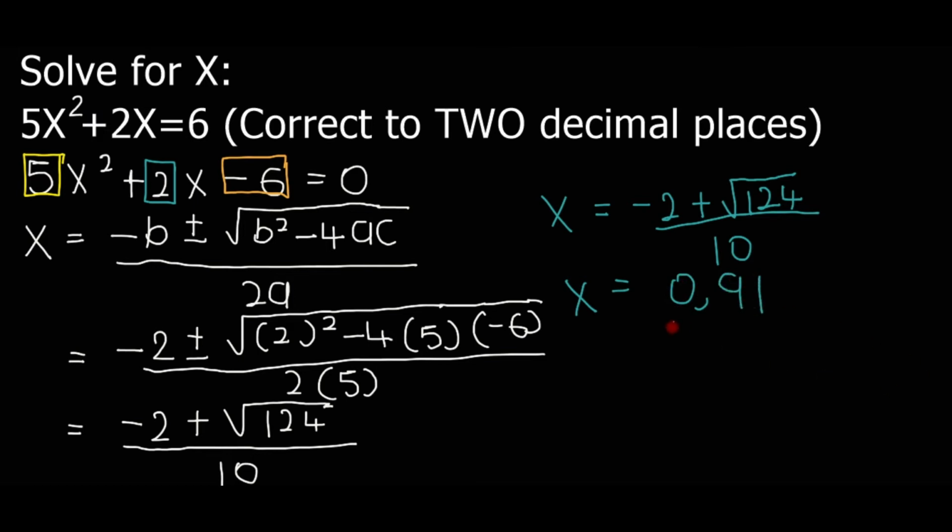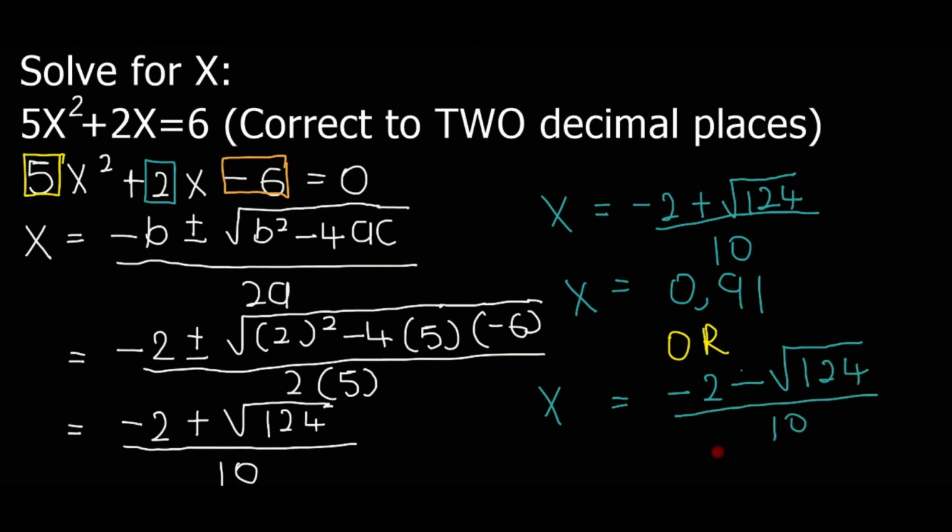And then now we do another solution with the minus sign. So x is equals to minus 2, and then your minus the square root of 124, and then divide by 10. If you press the calculator, it will give negative 1.31. We round off into 2 decimal places. So this is our final answer.